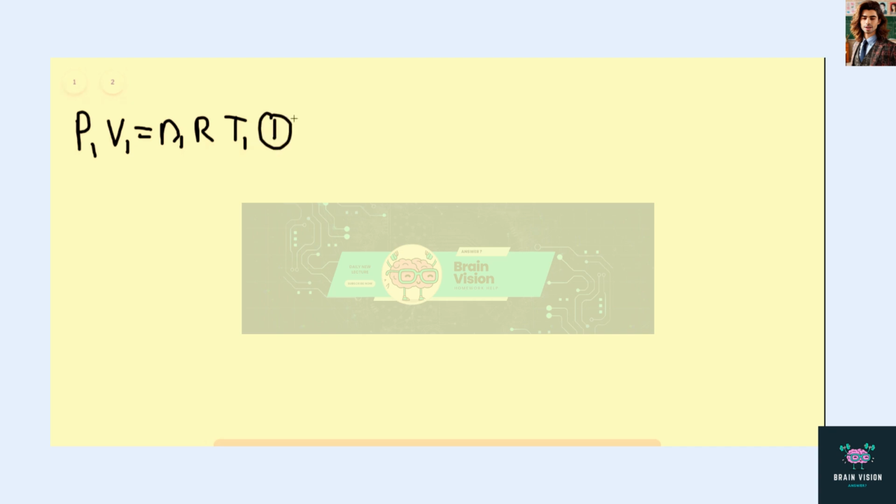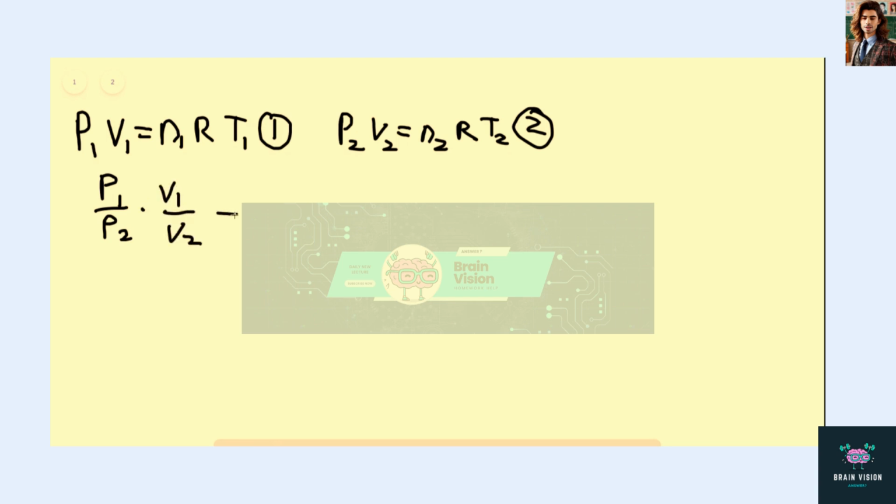Call that equation 1. And similarly, equation 2, we have P2 V2 equals N2 R T2, and we're going to call that equation 2, and we're going to do equation 1 divided by equation 2, which gives us P1 over P2, dot V1 over V2 is equal to N1 over N2 dot T1 over T2.